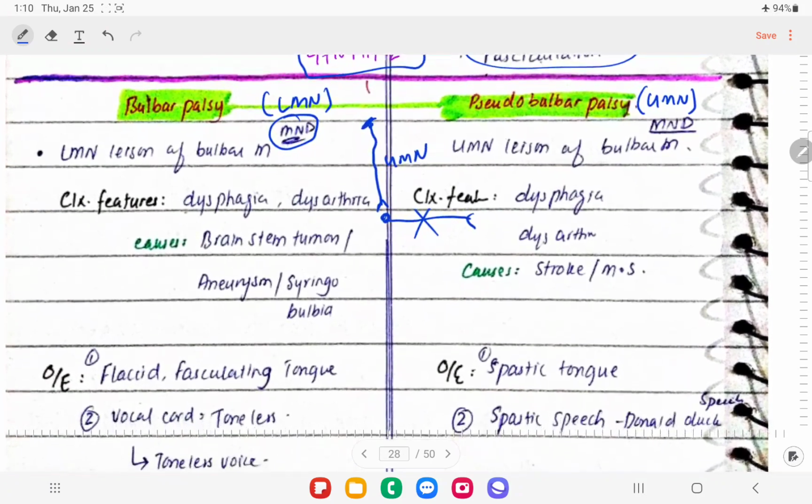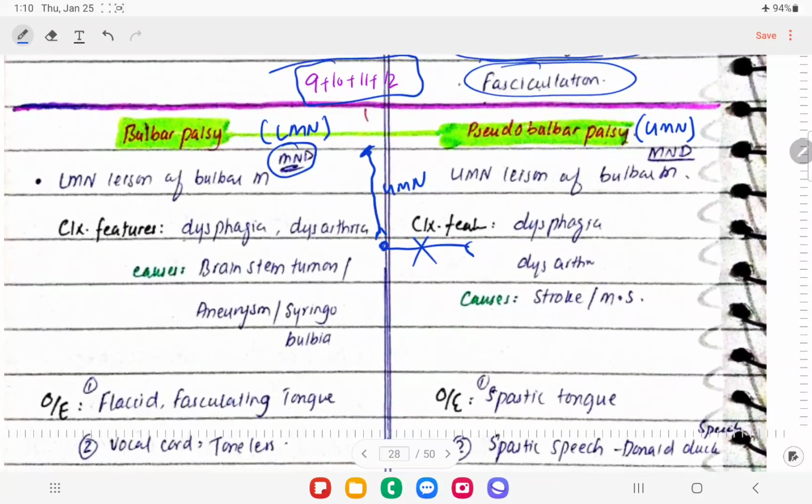So patient is gonna have, because 9th and 10th and 12th are related to deglutition of the food, we're gonna have the dysphagia, right? And also when there is difficulty in voice production, right? So this is called as dysarthria, right? Basically difficulty in articulation of voice.